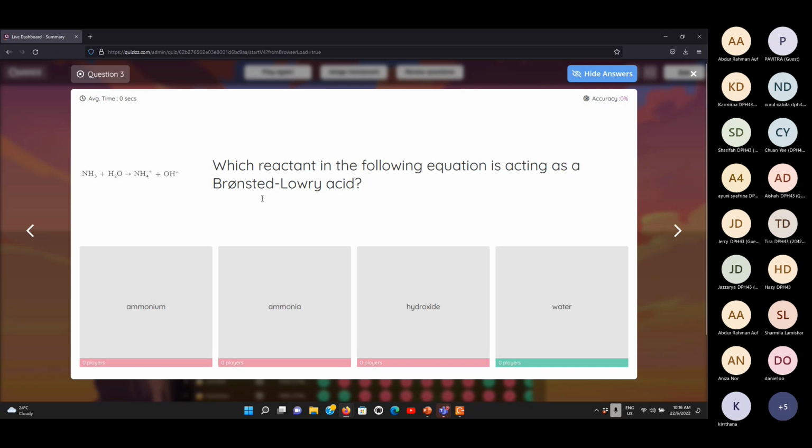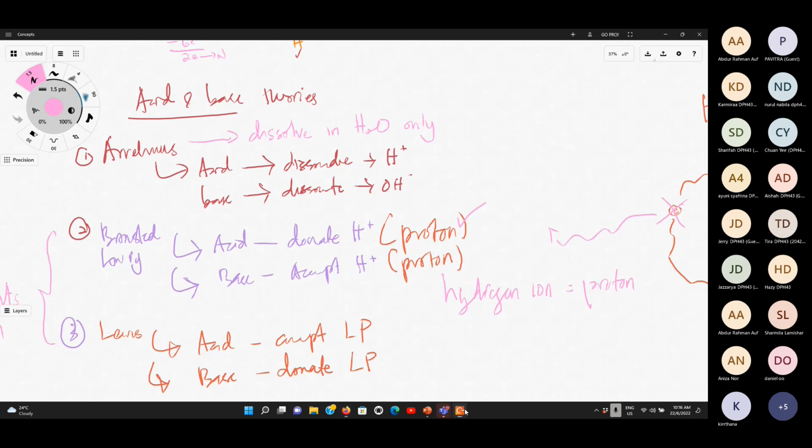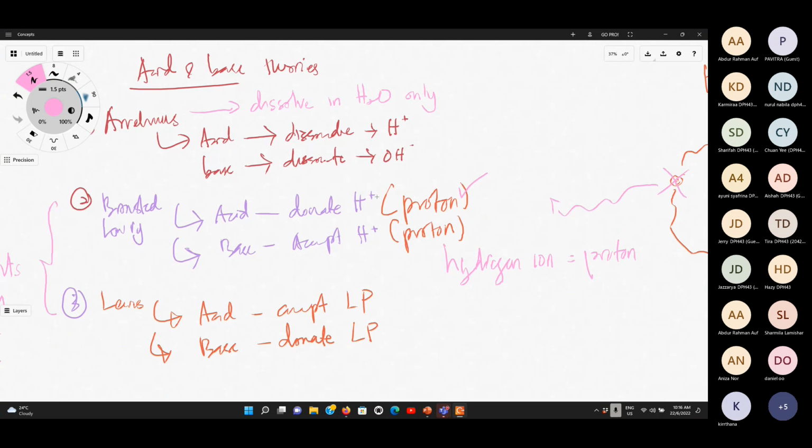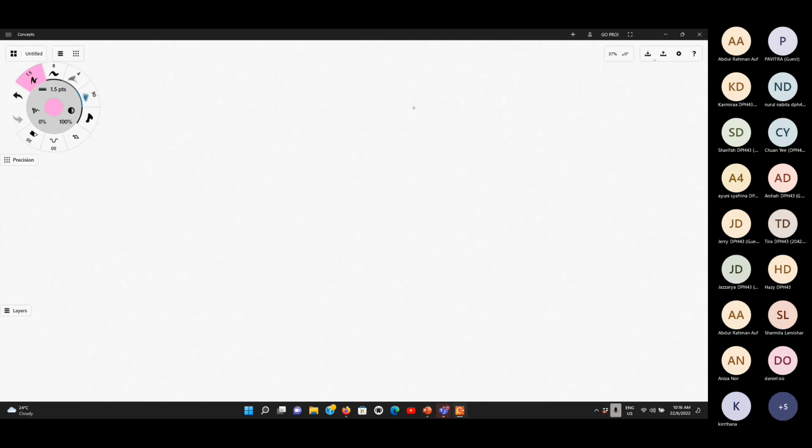So let's take a look. Let me draw this. Let me write this chemical equation down. So kita tengok in this ammonia solution, NH3 tambah dengan H2O. Dia akan hasilkan ammonium NH4 plus tambah OH minus.